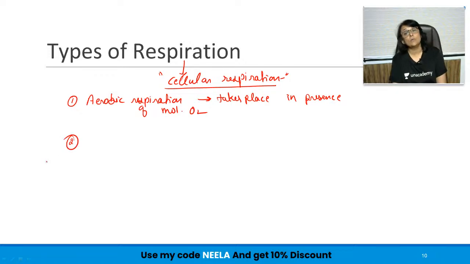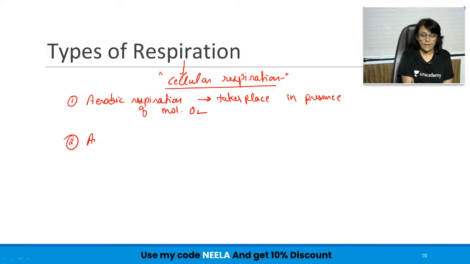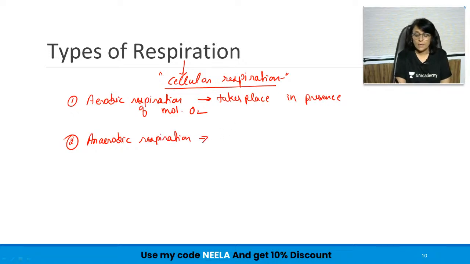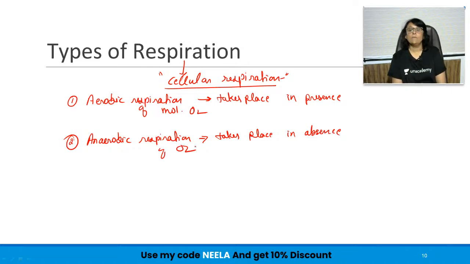And if breakdown of organic matter like glucose is taking place in absence of oxygen, then that will be called anaerobic respiration. That is, this is the process which takes place in absence of oxygen. Then we call it anaerobic. So these are the two main types of respirations, aerobic and anaerobic. We will be talking about anaerobic respiration, the different types of anaerobic respiration in today's class.